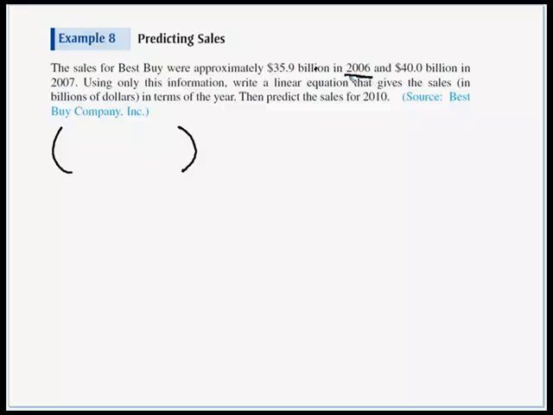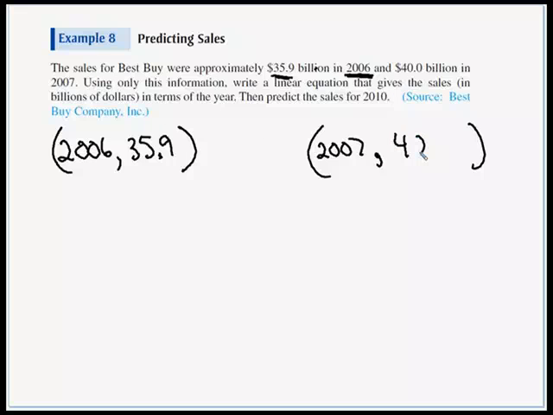So our input is 2006. That's like an x coordinate. And our y value, our sales, is 35.9. We just got to remember that's in billions. And then we have another point. 1 year later, in 2007, our sales went up to 40 billion, 40.0 billion. So it says write a linear equation.